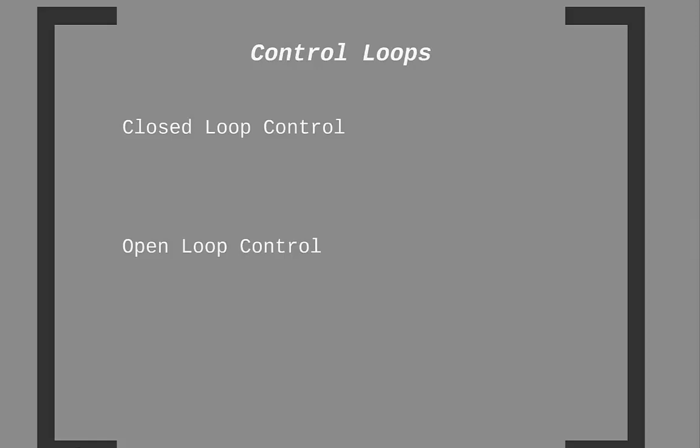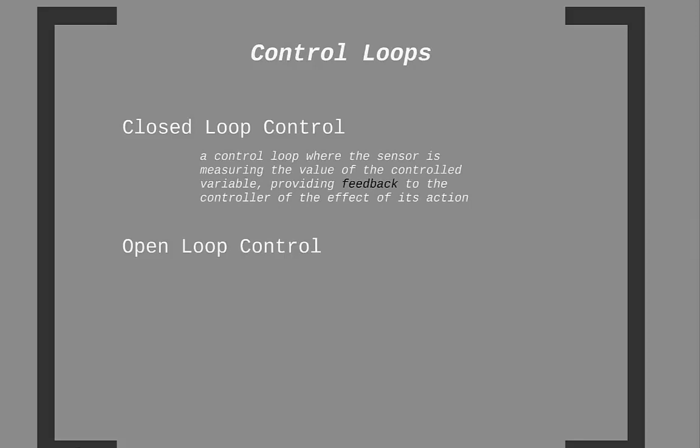The Montgomery and McDowell text defines the closed loop as a control loop where the sensor is measuring the value of a controlled variable, providing feedback to the controller of the effect of its action. That definition might be a little too much detail for this point in the course, but the key term here is feedback.